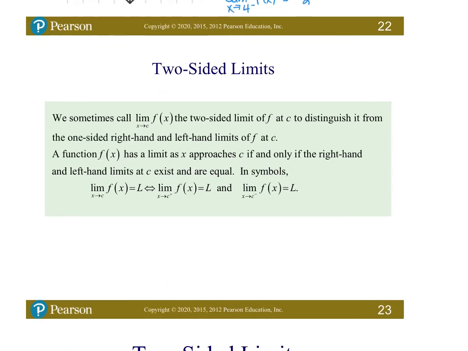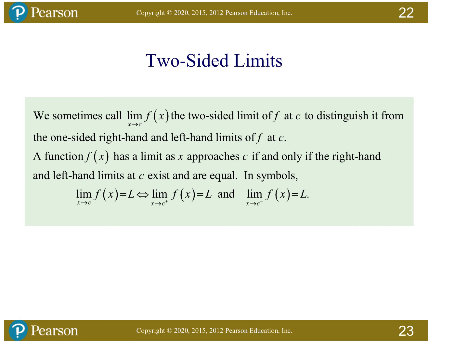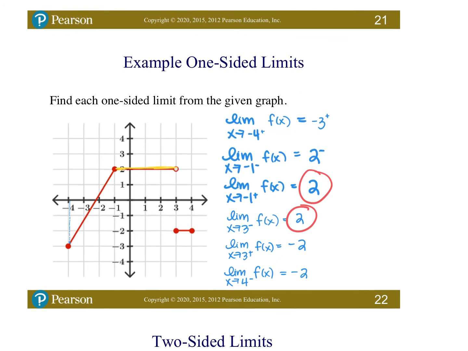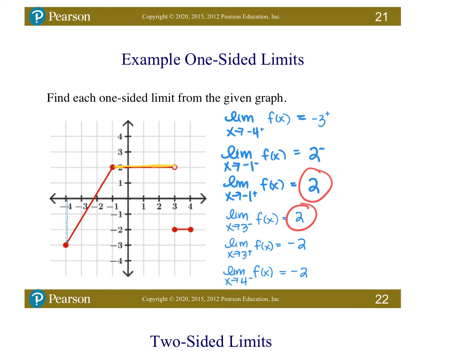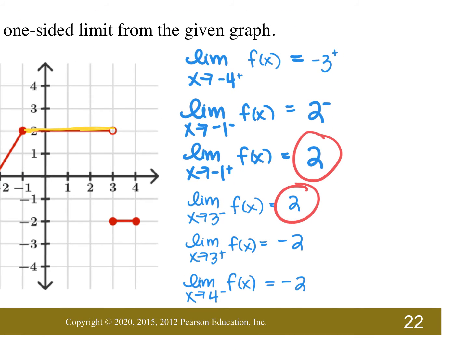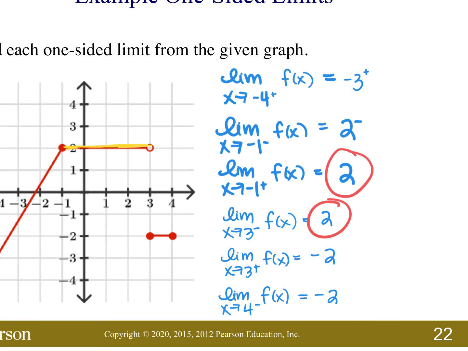Okay, so then you've got two-sided limits. A two-sided limit is where the left and the right side limits match. Did we have any of those here? Did we have any where the left and the right side were matching? And a match is literally just the same integer value.